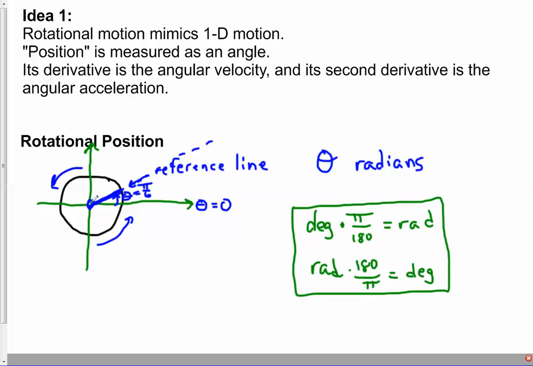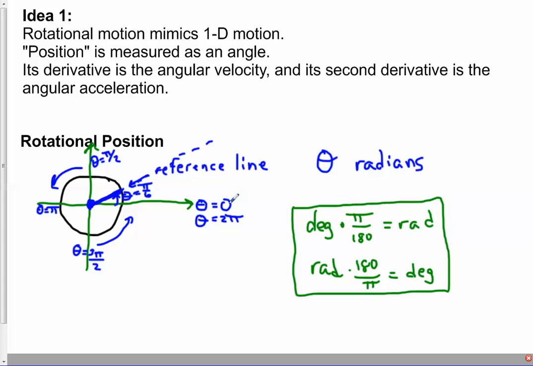90 degrees, straight up, would be theta equals pi over 2. Pi over 2 is 90 degrees. If you go all the way around to the opposite side, that's pi, so pi is 180 degrees. Down here would be 1.5 pi, or 3 pi over 2. And finally, if you come all the way back to the theta equals 0 line, that's theta equals 2 pi, which is 360 degrees.